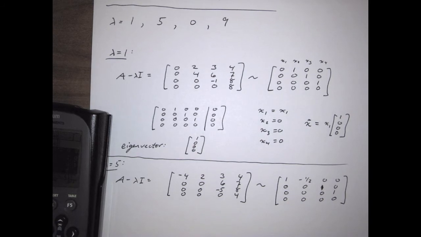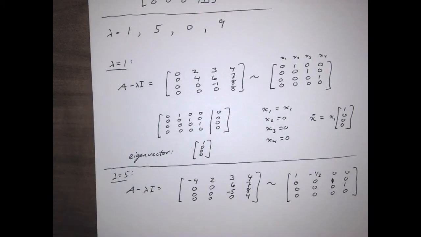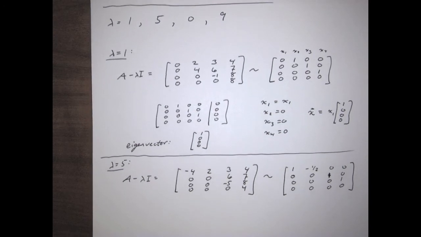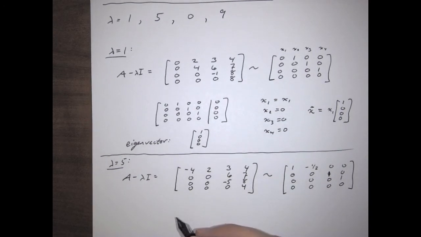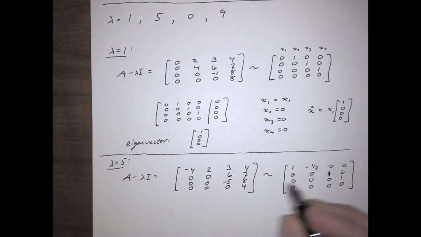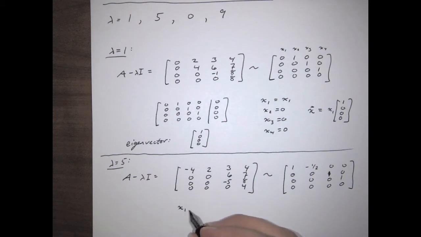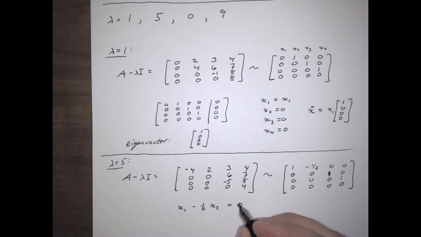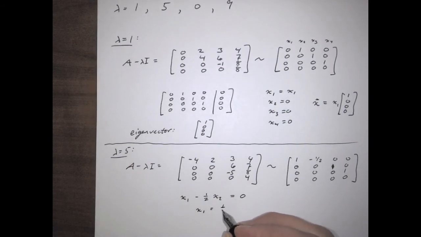Okay, now I'm going to drop the tedious song and dance of augmenting the zeros and going from there. We know what augmenting the zeros looks like, and we know what the consequences of that are going to be. And so what we're going to end up with here is x1 minus 1/2 x2 equals 0, which means that x1 will equal 1/2 x2.